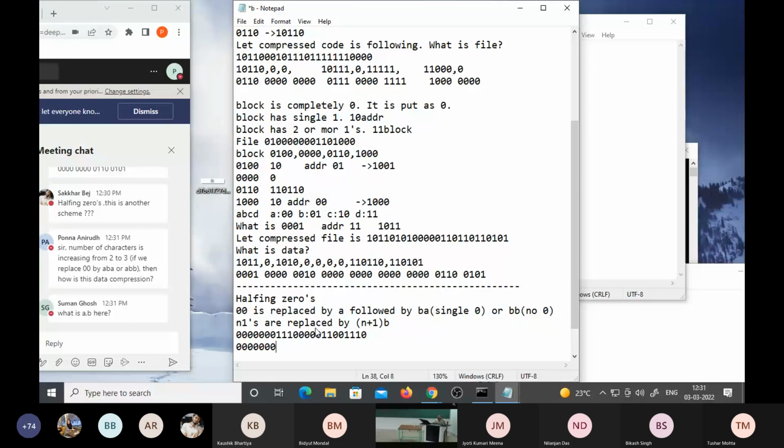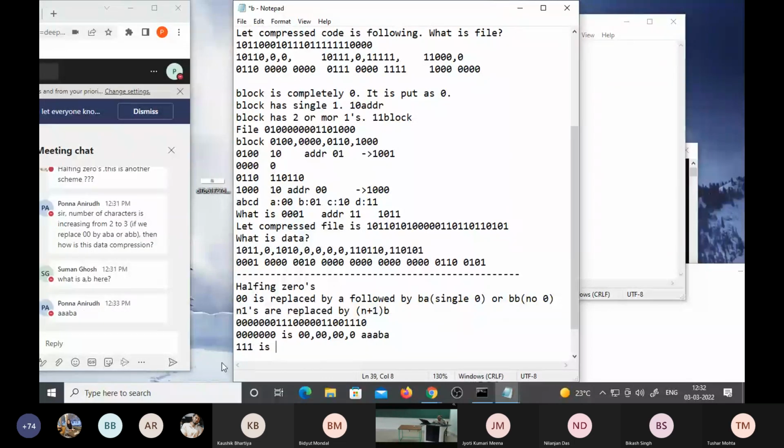Double 0 is A. This double 0 is also A. Double 0, double 0, double 0, followed by single 0. So this is A, and we have got a single 0. So it will be BA. 1, 1, 1 is, n ones are replaced by n minus 1 each.